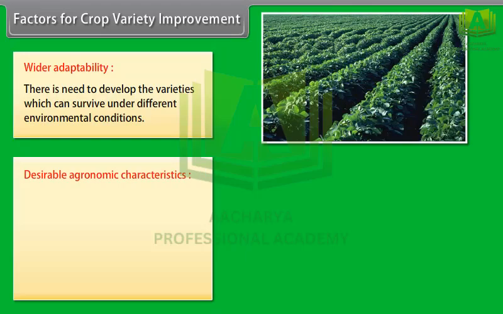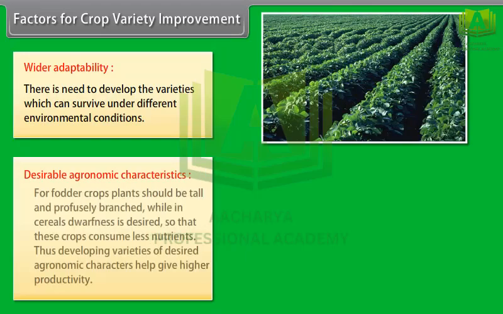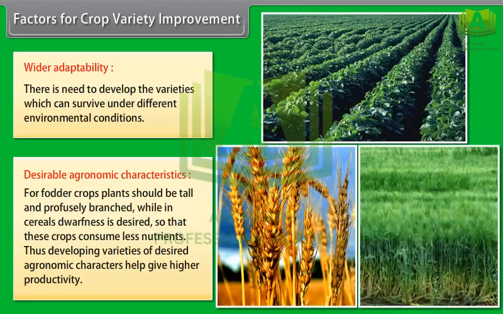Desirable agronomic characteristics. For fodder crops, plants should be tall and profusely branched, while in cereals, dwarfness is desired, so that these crops consume fewer nutrients. Thus, developing varieties with desired agronomic characters helps give higher productivity.